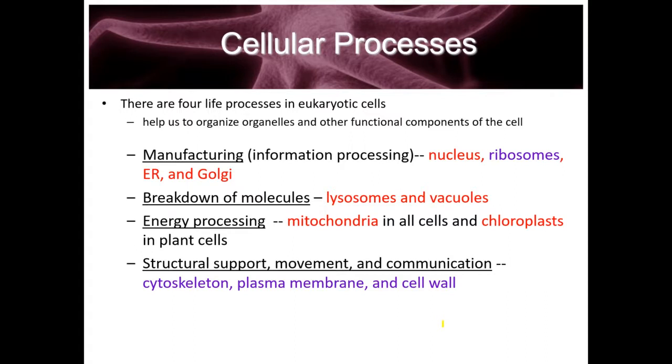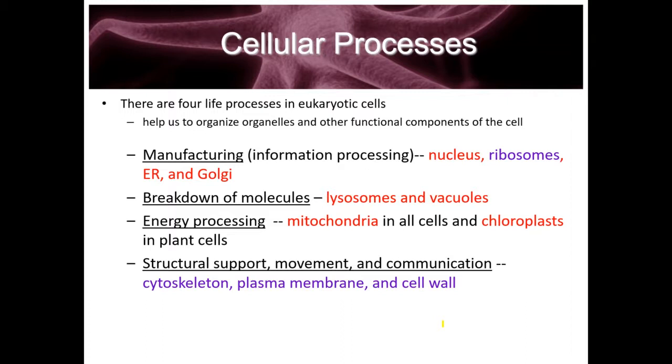From chapter 4, condensation reactions. Good. Dehydration synthesis reactions. Excellent. So manufacturing is going to involve the nucleus, because that's where the genes are in the DNA. So hopefully you already knew that. It's going to involve ribosomes, right? Because that's where the proteins are going to get made.